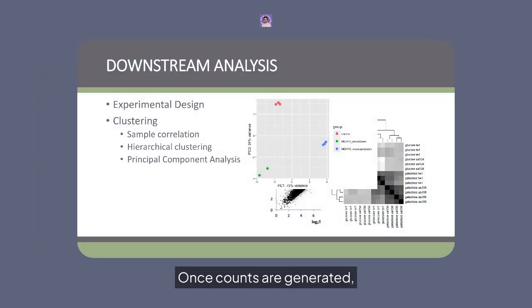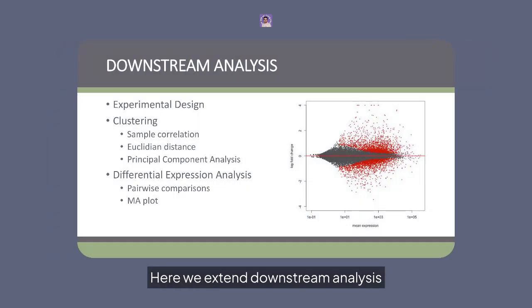Once counts are generated, we move to downstream analysis. First, we verify that the experimental design matches our biological question. Then we explore sample relationships using clustering, correlation heat maps, hierarchical trees, and principal component analysis to detect groups, trends, and potential outliers. Here we extend downstream analysis with differential expression.